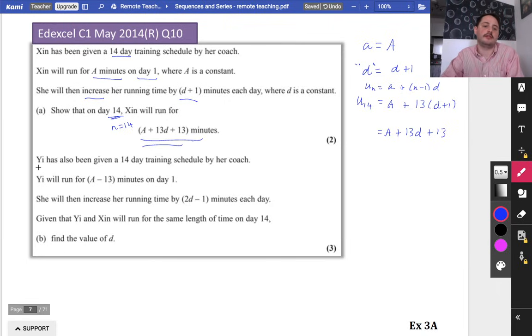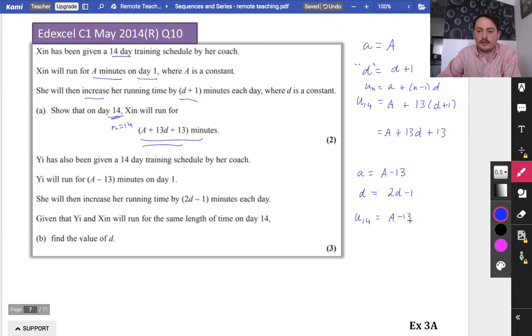It then says someone else. So we have Yi has also been given a 14-day training schedule by her coach. Yi will run A minus 13 minutes on day 1. Okay, so let's actually now say that A is equal to A minus 13. She will then increase her running time by 2D minus 1 minutes each day. So her common difference is 2D minus 1. Given that Yi and Zin will run for the same length of time on day 14, find the value of D.